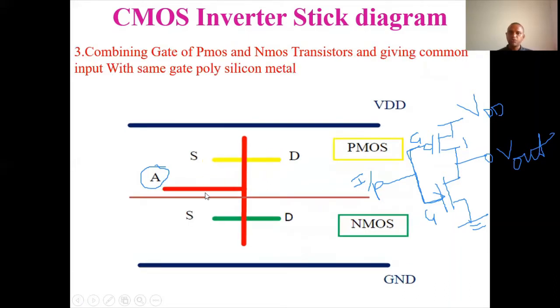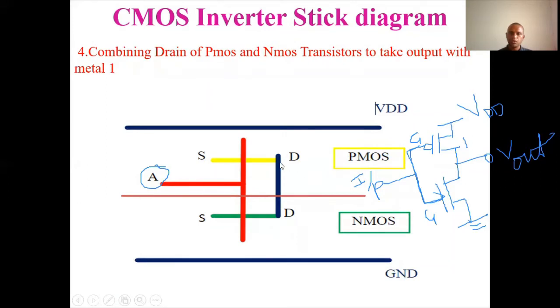Okay, so here we have given the input. This path is over, and the next is this part. Both will be completed here. Input is given, and at the same time output is given. Now the remaining thing is that we have to make a contact cut between the source and VDD of PMOS, and similarly the source of NMOS and ground.